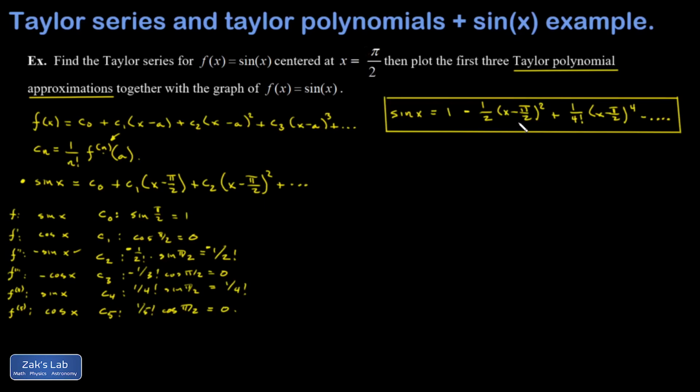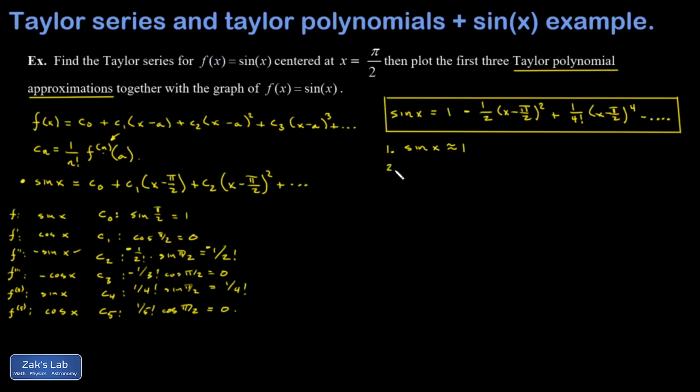Again, when x is very close to pi over 2, these terms get small really fast, higher and higher powers of a small thing. And so the idea with a Taylor polynomial is that you can just truncate this series, and that creates a finite polynomial that's a good approximation of the function that you're looking at as long as you stay close to the expansion point. So our first Taylor polynomial is this one. Sine of x is approximately equal to 1.